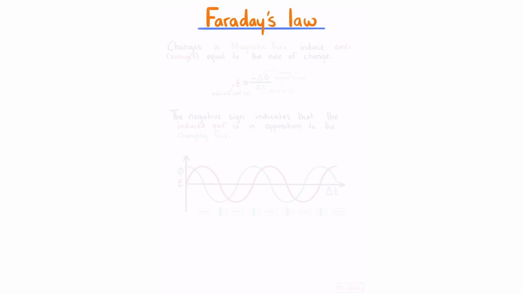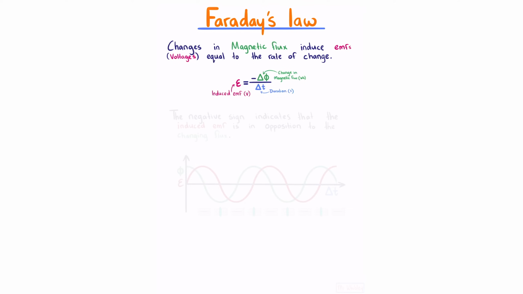Faraday's law. Changes in magnetic flux induce EMFs or voltages equal to the rate of change. As an equation, our induced EMF is equal to negative the change in magnetic flux divided by the duration over which it changed. The negative sign indicates that the induced EMF is in opposition to the changing flux, similar to the negative in Hooke's law.